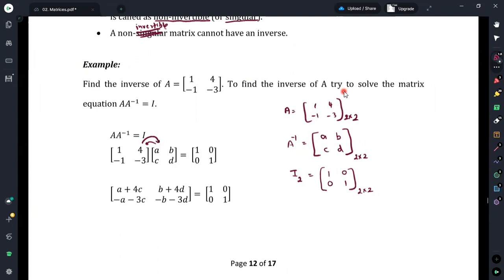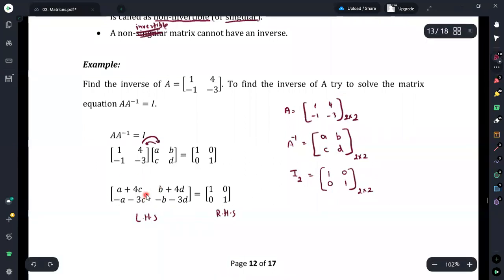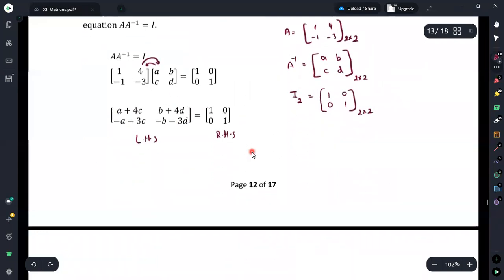Therefore, this is what we are getting for the left hand side of this multiplication, and for the right hand side of the multiplication, we have the values 1, 0, 0, and 1. Now we need to identify the values, but there are 4 unknown values which we have used here. Therefore, we can use the concept of equal matrices. Here we can see the equality exists.